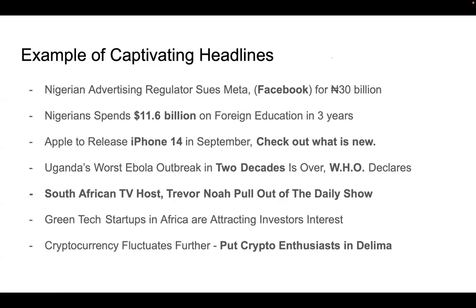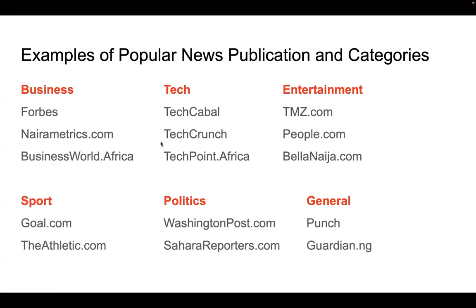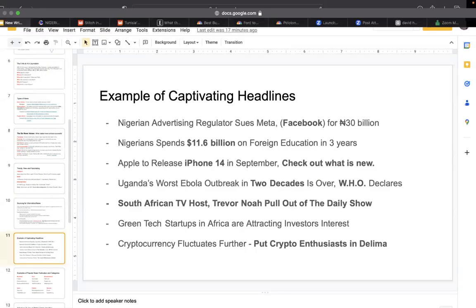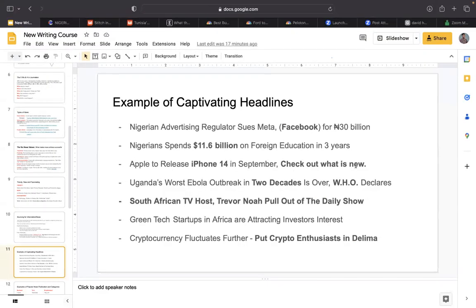So you talk about captivating headlines, all right? Nigerian advertising regulator sues Meta, formerly known as Facebook, for 13 billion naira. Really, Nigeria can sue Facebook? How come? Nigerians spent $11.6 billion on foreign education in 3 years. I thought there's no money in Nigeria. People will want to know what's up. Where do they see the money? Apple to release iPhone 14 in September. Check out what is new.